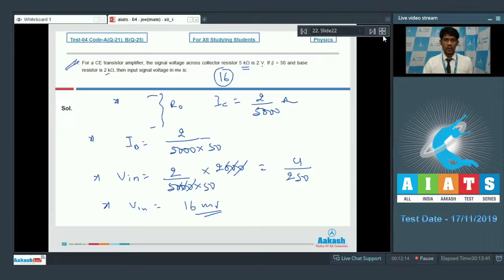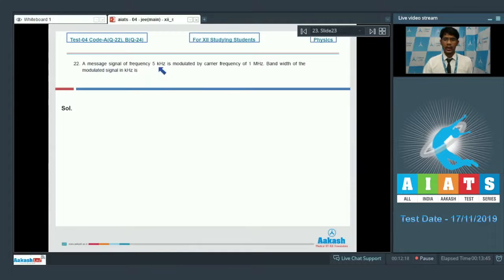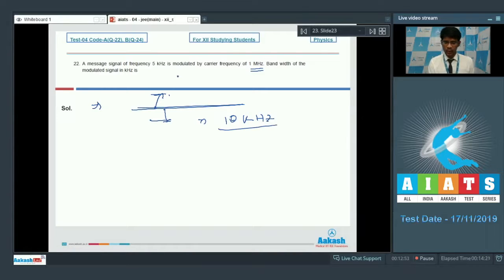Here in question number 22, a message signal of 5 kilohertz is modulated by carrier frequency of 1 megahertz. Bandwidth of the modulated signal is. Pretty simplistic and theoretical kind of question. I guess you all must be knowing this answer. The half bandwidth will be 5 kilohertz. So from here 5 kilohertz will be on the upper side, and from here the 5 kilohertz will be on the downward side. So width of this band will be simply 10 kilohertz. That's our answer. For question number 22, 10 is the correct answer.